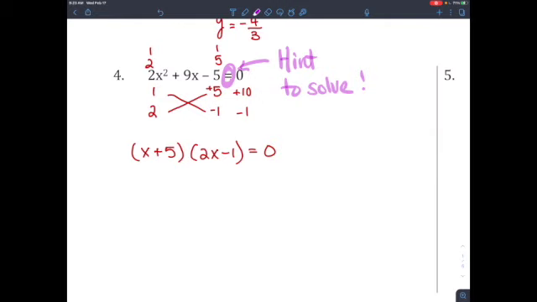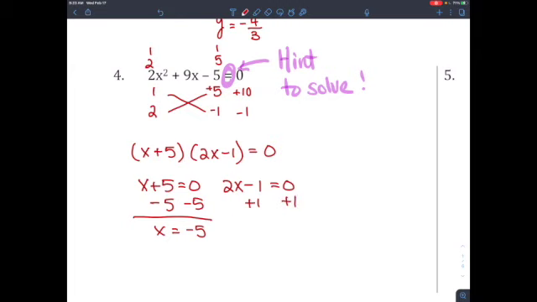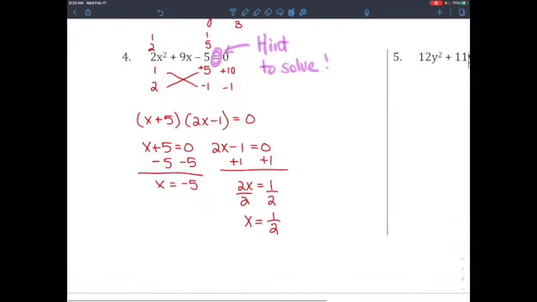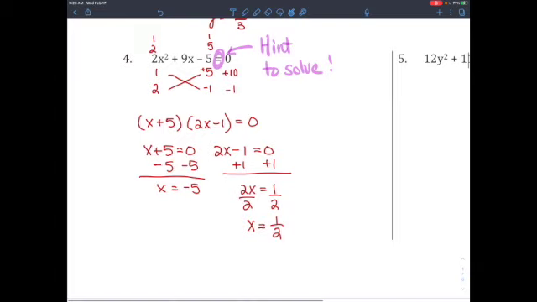So because it's equal to 0, you've got to be able to tell me x plus 5 equals 0, solve it. 2x minus 1 equals 0, solve it. So minus 5 on both sides, you have x equals negative 5. You have plus 1 on both sides, you have 2x equals 1. Divide by 2 on both sides, x equals half. So your answer for the quadratic equation is going to be x equals negative 5 and x equals half.